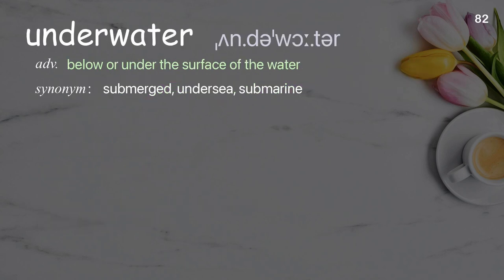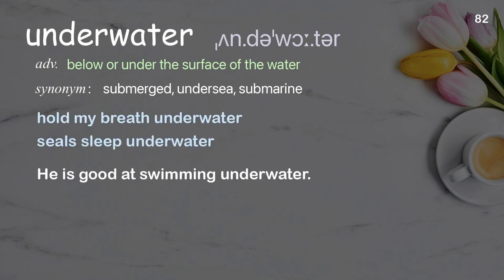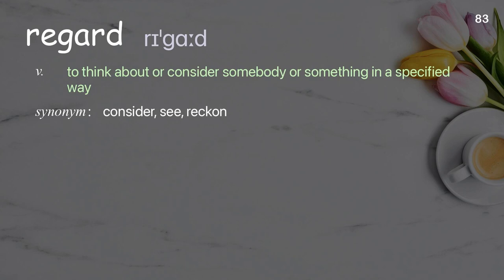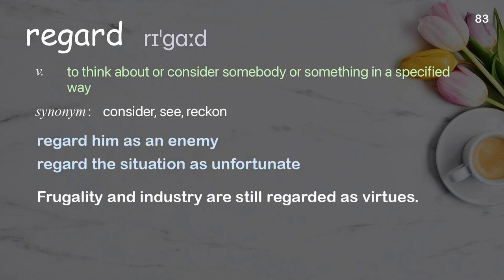Underwater: below or under the surface of the water. Examples: hold my breath underwater, seals sleep underwater. He is good at swimming underwater. Regard: to think about or consider somebody or something in a specified way. Examples: regard him as an enemy, regard the situation as unfortunate. Frugality and industry are still regarded as virtues.